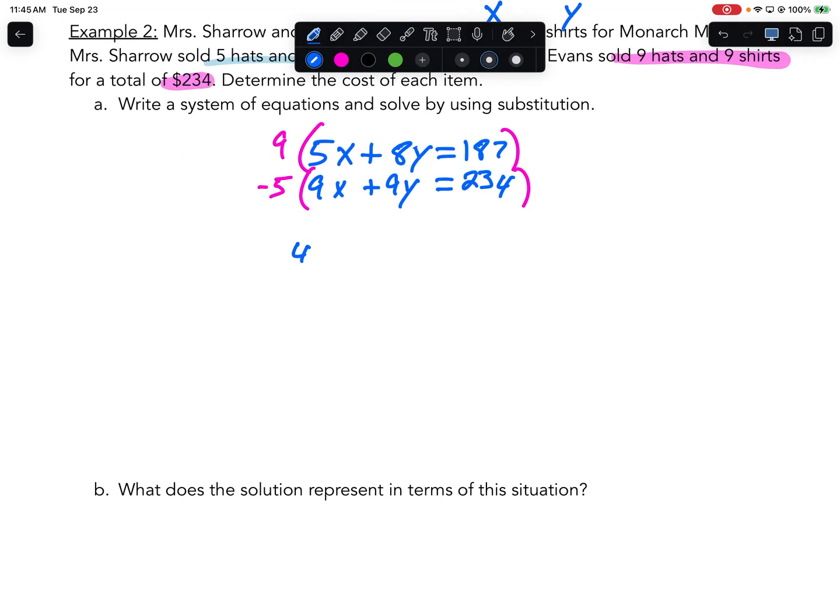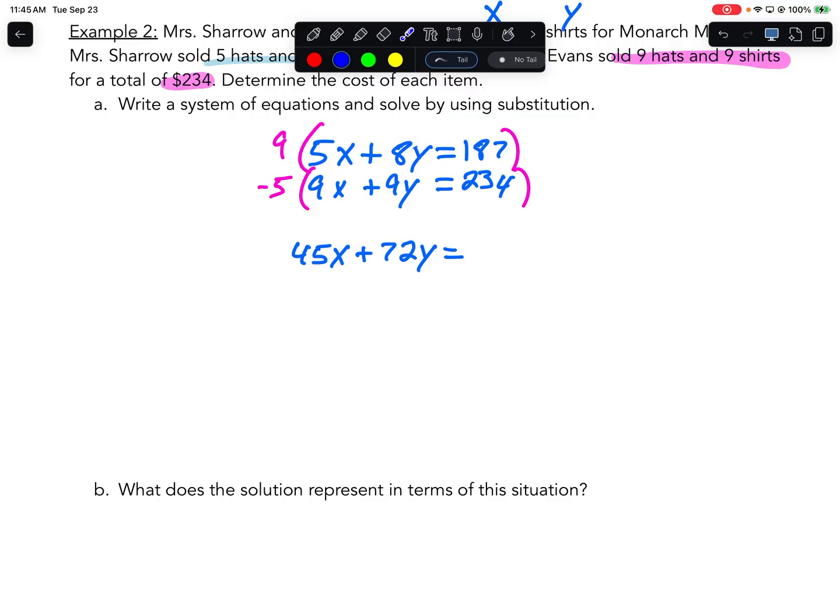So we get 45x plus 72y. Because we want to cancel out the x's, right? We're doing it with elimination. And then I get positive 45 on top, negative 45 on the bottom, and the x's will cancel. Because if we do substitution, you get heinous fractions, and I'm not a fan of that.